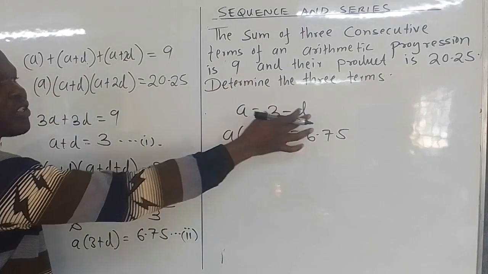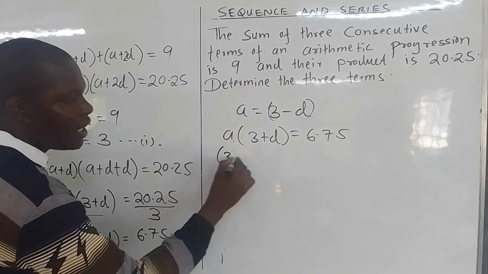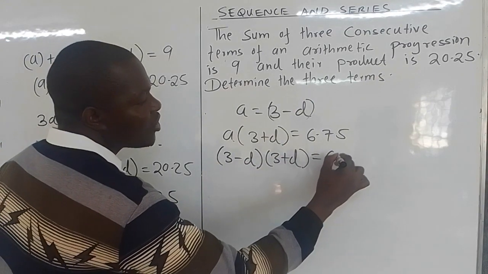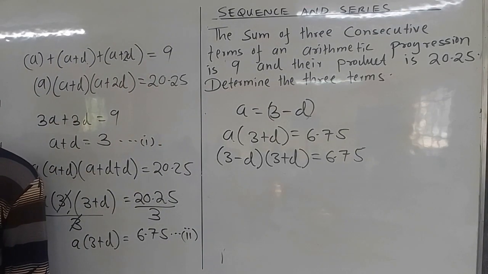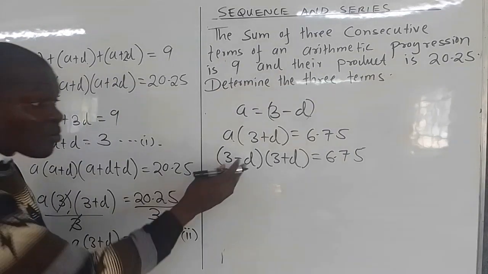So where there is A, you put the value of A, which is 3 minus D. So here is 3 minus D into 3 plus D is equal to 6.75. What is this? That is a difference of 2 squares.